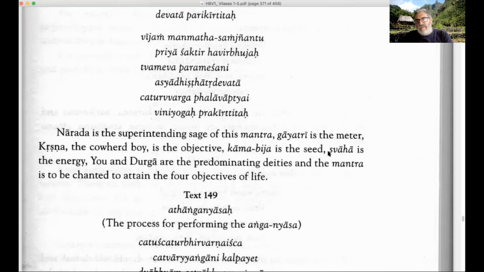The four objectives of life normally are what we call Purusharthas, or the aims of human beings: Dharma, Artha, Kama, and Moksha. So religiosity, economic development, sense gratification, and finally liberation. Okay.